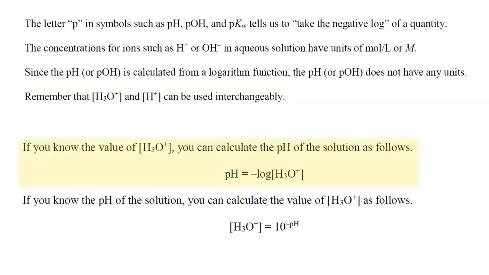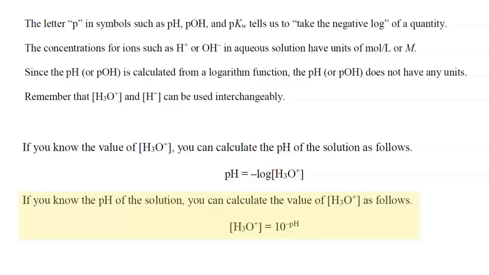If you know the value for the concentration of the hydronium ion, and you have to figure out the pH of the solution, the way you calculate the pH is you take the negative log of the concentration of the hydronium ion. But this other equation is simply the reversal of that process. And so this equation is not listed on the equation sheet.